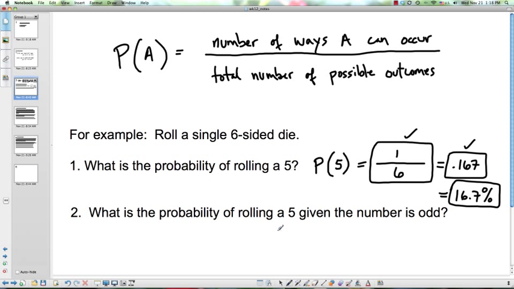Now, what's the probability of rolling a 5 given that the number is odd? What's important to realize is that with this conditional probability, I would write this as the probability of getting a 5 given that we have an odd number. That means that you're reducing the number of total possible outcomes to whatever is given. So if you're given that it's an odd, on a six-sided die, 1 through 6, there's the 1, 3, and the 5. That's 3 total possibilities. How many of those are a 5? Of course, just one of them. So my probability now is 1/3.